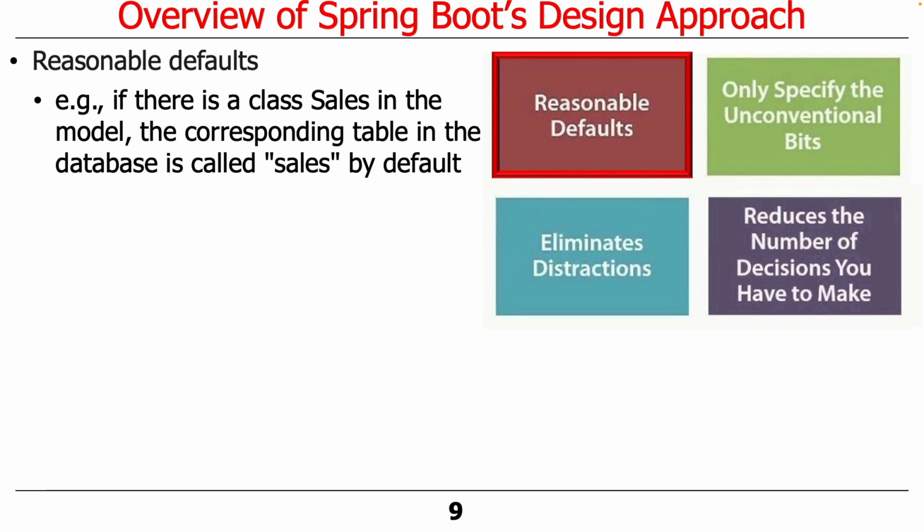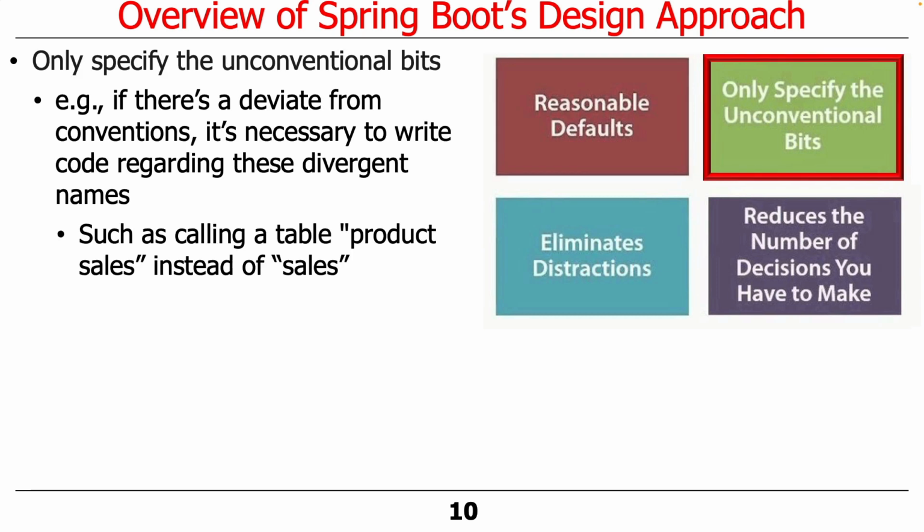Makes sense. Now, of course, you want to be able to do things that may deviate from that. If you don't want the defaults, then they allow you to specify just the unconventional things, just the things that aren't what you're getting by default. So if for some strange reason you want to call the table product sales instead of sales, there should be a convenient way to do that.